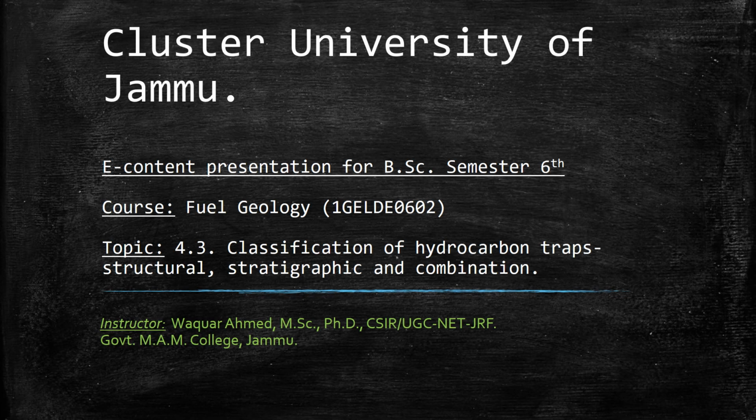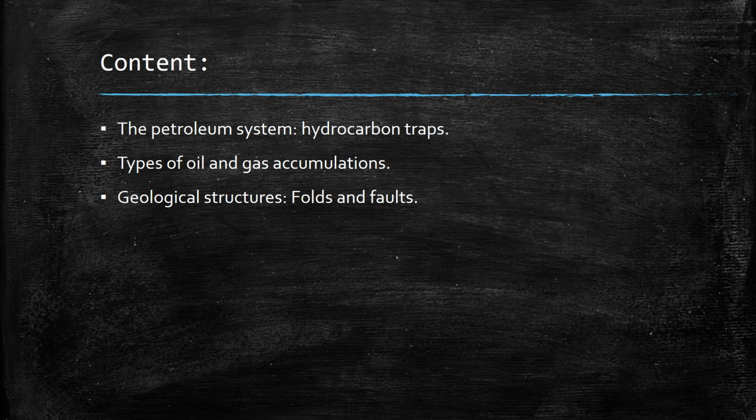Students, this presentation is specifically about 4.3 of your Unit 4, which is classification of hydrocarbon traps: structural, stratigraphic and combination. The content of this presentation is, first, we'll discuss the petroleum system, what actually a hydrocarbon trap is, how oil and gas accumulates and what the types of accumulations of oil and gas are, and then a brief idea of faults, as they also form hydrocarbon traps, which we'll discuss.